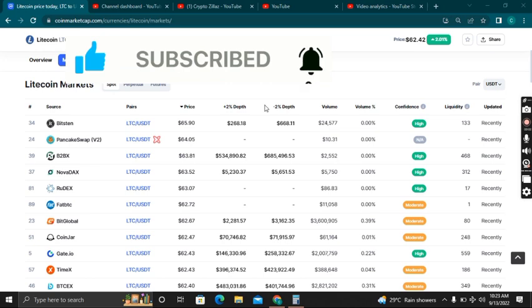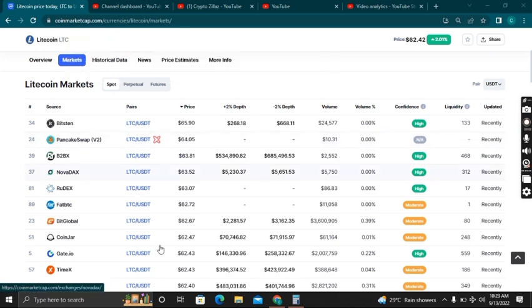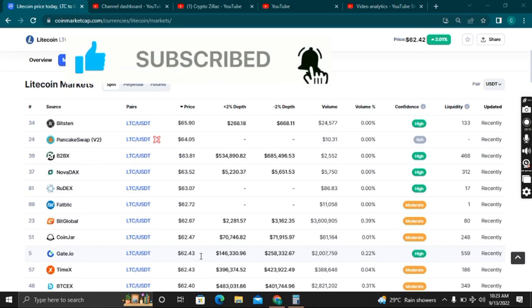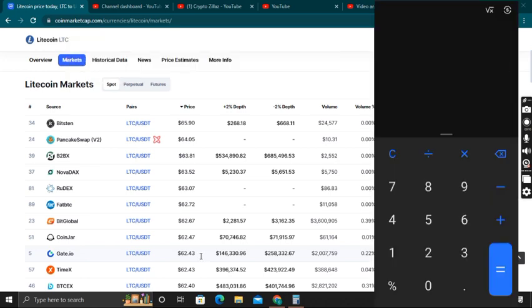But guys, like I mentioned initially, let's say we use a 100,000 naira capital for this arbitrage. Let's assume we are buying from Gate.io at 62.43 and our capital is 100,000. Let's do a little calculation to see if there is any profit at all. Remember our exchange rate is 700 naira per dollar, so we'll be multiplying 700 by 62.43, the price at Gate.io.